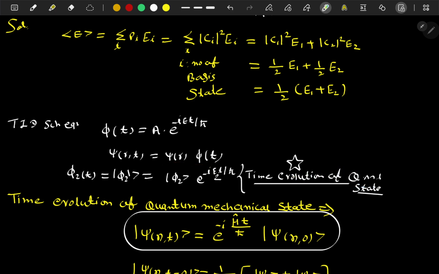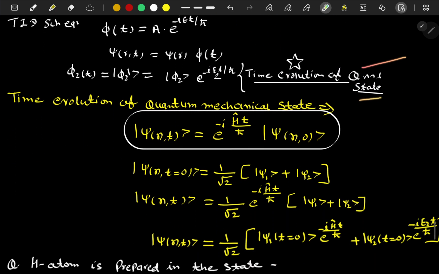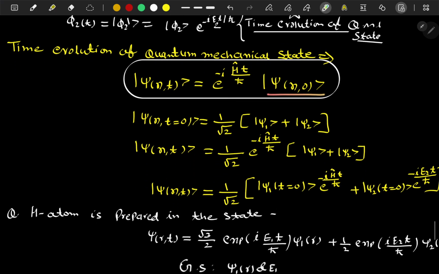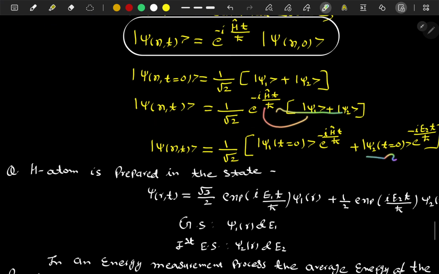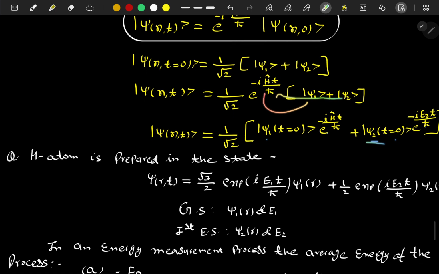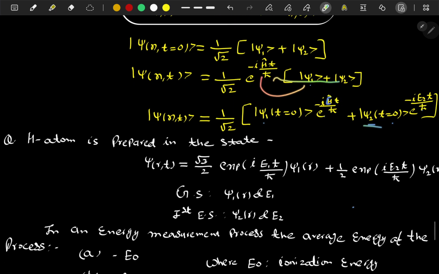Then we get the time evolution of a quantum mechanical state. We call it the time evolution of a quantum mechanical state. So psi of x,t equals e raised to the minus i H cap by h cross t and psi of x,0. So psi of x at t equal to 0 will be 1 upon root 2 times psi 1 plus psi 2. Psi of x,t equals 1 upon root 2 e raised to the power minus i H cap upon h cross into t, and psi 1 plus psi 2. Just multiply this with this and this with this. Psi 1 at t equal to 0 and this, psi 2 at t equal to 0 and this. For E1, H cap will be E1. For E2, the Hamiltonian, the energy operator, will be E2.